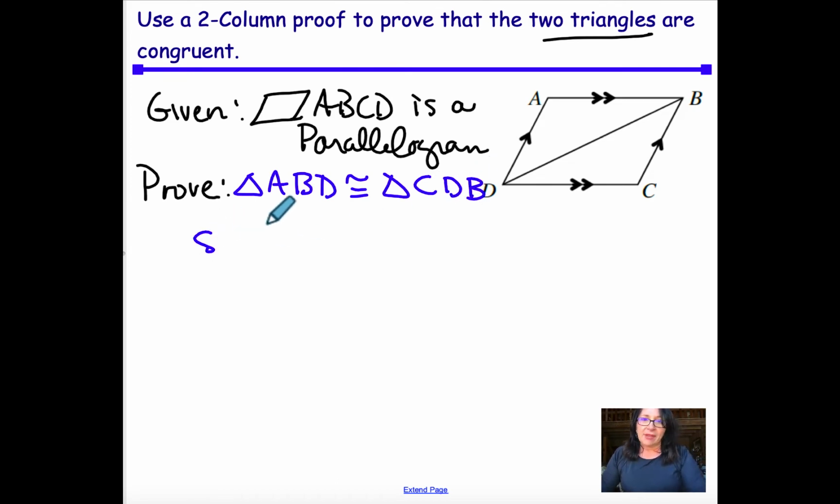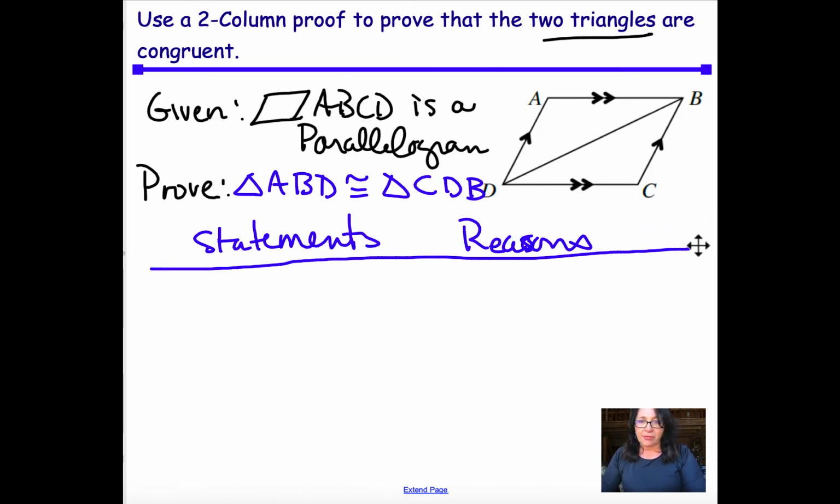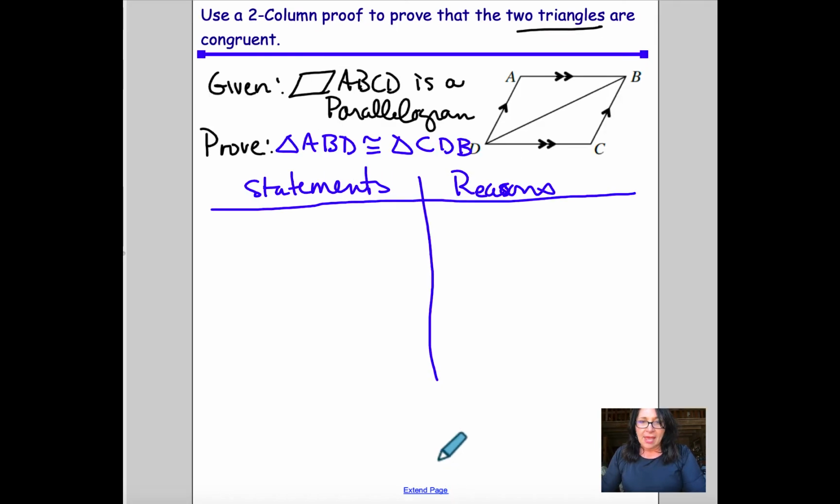Okay, so given that we're trying to make those congruent, we need statements and also reasons. And so we have our statements and we have our reasons. And I'm going to draw this little line here, bring this down, and here we go. So the first thing you do, number 1, is you write the given. The given is that quadrilateral ABCD is a parallelogram. I'm going to abbreviate a little bit. And number 1 reason is because that was given.